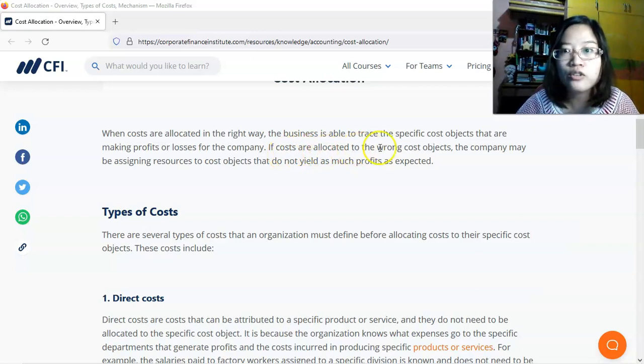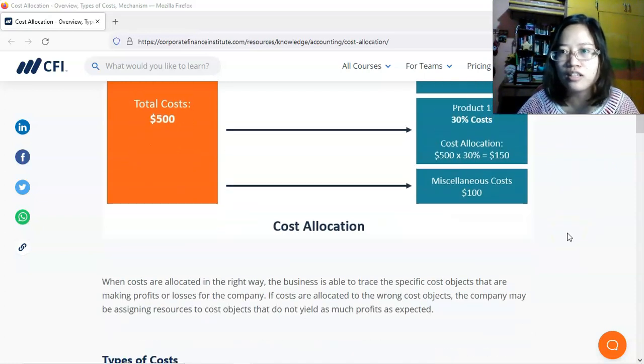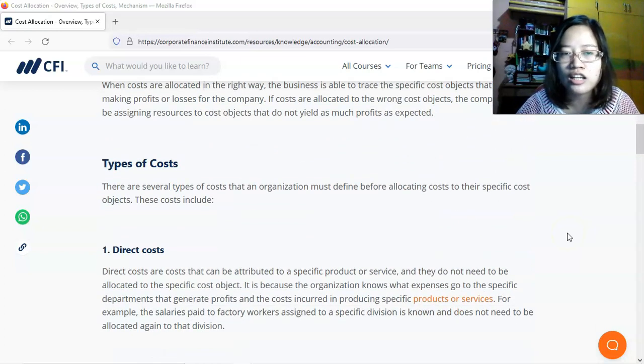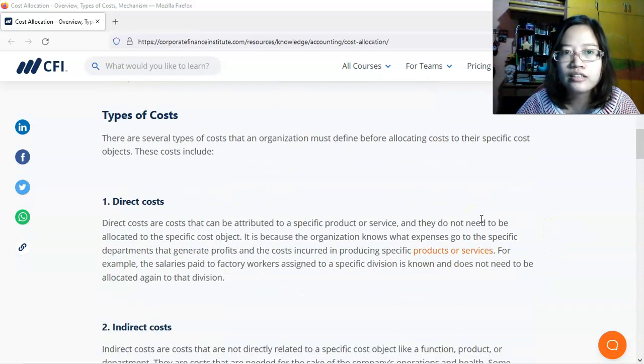If costs are allocated to the wrong cost objects, the company may be assigning resources to cost objects that do not yield as much profits as expected. Okay? So, di ba yung example natin kanina? Nung una, kumikita si Project A, tapos losses si Product 1. Tapos nung ikalawa na, another method ang ginamit, lumalabas, pareho lang silang break-even. Di ba? So, in that sense, baka mamali yung decision na gagawin ng management natin. Right? And another is, nakaka-affect din siya sa decision making on setting prices.